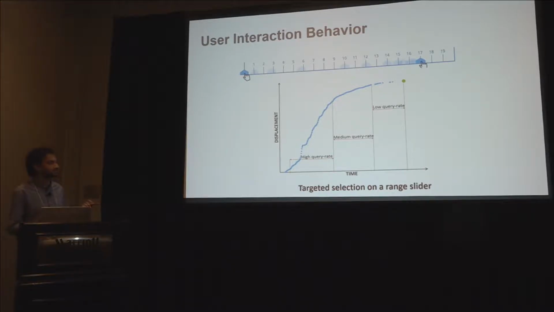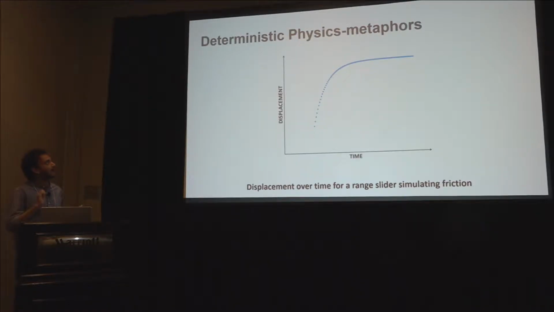And then it slows down towards the goal query, or towards the target. The bottom image is basically showing the displacement over time. So at the start, the queries are being generated at a very high rate, that basically being the point. And this is a displacement over time trace for a range slider which simulates friction. And if you notice, this is a very perfect power law decay of the velocity over time. And you know this at the start of the action, so you can probably utilize it to design prefetching strategies.